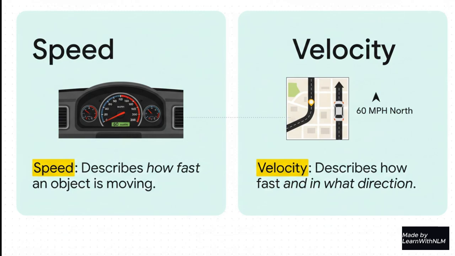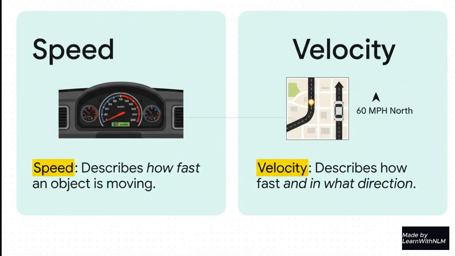Okay, let's start with two ideas that sound the same, but in physics are totally different. If you're in a car and the speedometer says 60 miles per hour, that's your speed. It's just a number telling you how fast you're going. But in physics, direction is everything. Velocity is your speed plus a direction. So 60 miles per hour heading north, now that's a velocity.